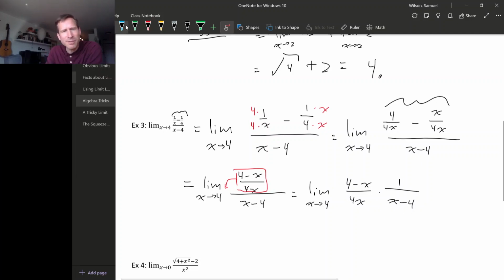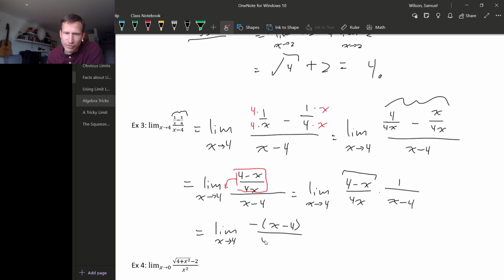And now it might look like nothing simplifies any further, which is still a problem, because if we use the limit laws, we get 0 over 0 again, which isn't helpful. But in fact, we can simplify this some more, because this piece right here, 4 minus x, that's the negative of x minus 4, over 4x times 1 over x minus 4. And now we see that these x minus 4 pieces simplify away.